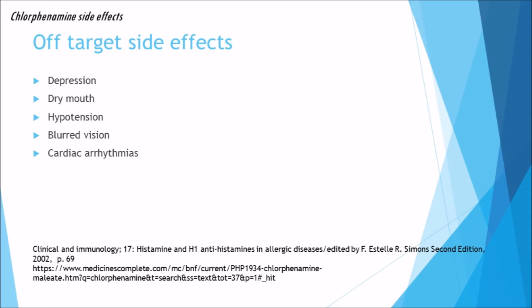These include the blocking of serotonin receptors in the brain, causing depression. Blocking of cholinergic muscarinic receptors can cause antimuscarinic effects such as dry mouth. Blocking of alpha-adrenergic receptors, slowing the heart rate and causing hypertension, blocking of cholinergic receptors causing blurred vision, and blocking of cholinergic receptors leading to prolonged QT and hence cardiac arrhythmias.